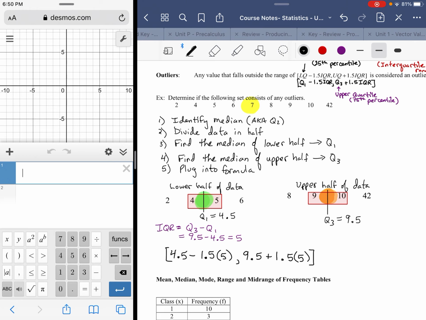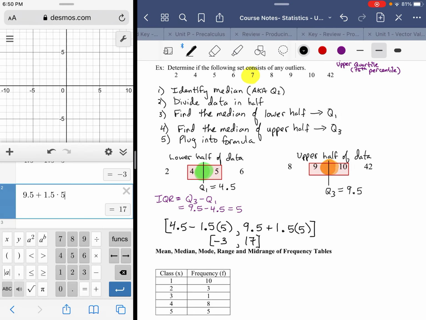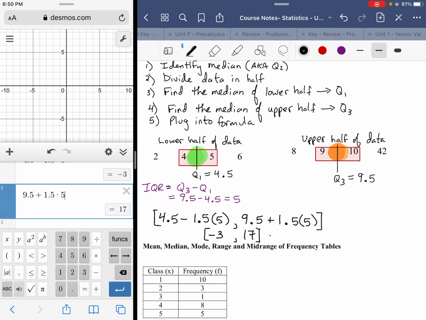All right, so 4.5 minus 1.5 times 5. On the low end, we're looking at -3. On the upper bound, 9.5 plus 1.5 times 5 gives you 17. All right, so the interpretation is going to be huge here. So what this gives us is an interval of values that are not outliers.